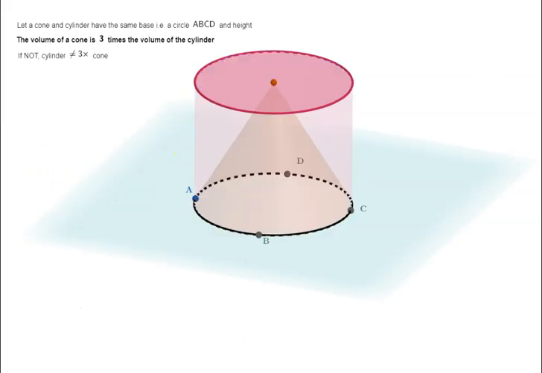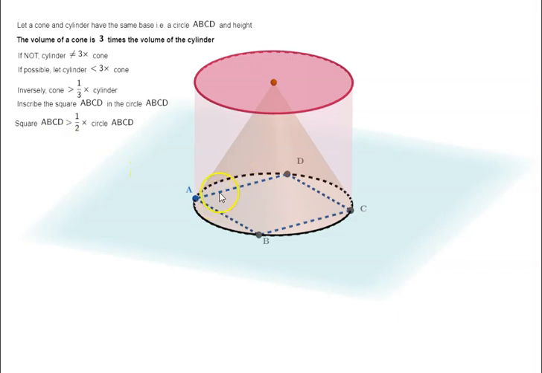Let's look at the other case. If possible, let the cylinder be less than 3 times the cone. So inversely, we can say the cone is greater than 1/3 of the cylinder. Inscribe the square ABCD in the circle ABCD. So let's do that. Now the square ABCD is going to be greater than half of the circle ABCD. Again, we can prove this statement by drawing a circumscribed square, and that we have already seen in the previous case, so I'll not get into that.